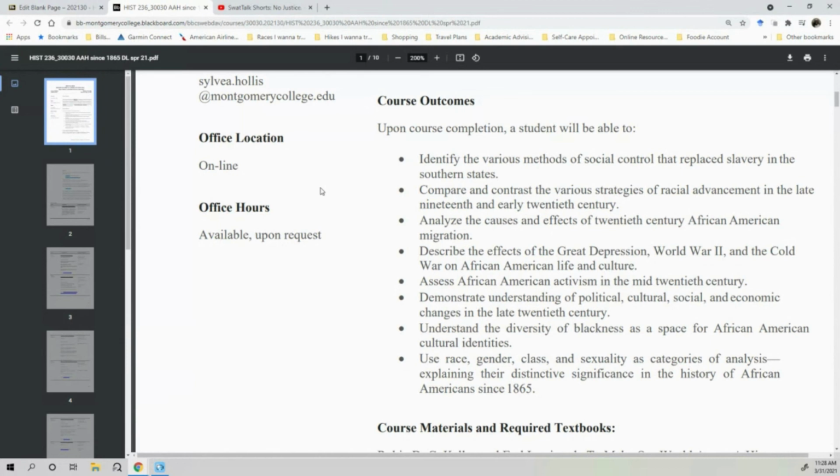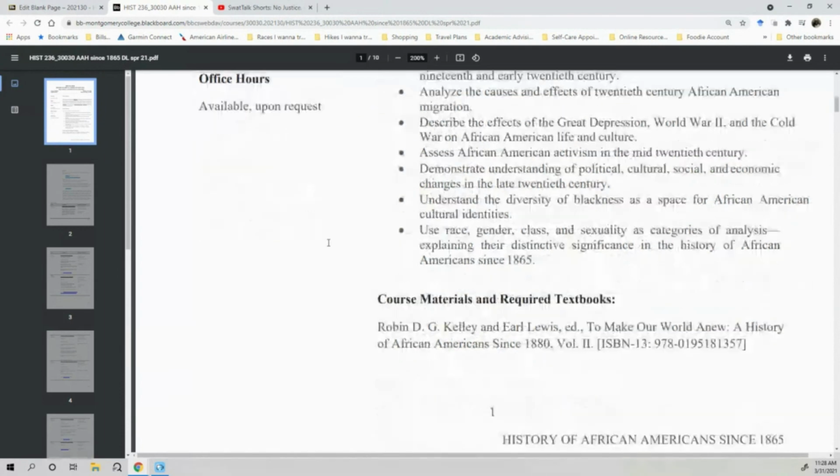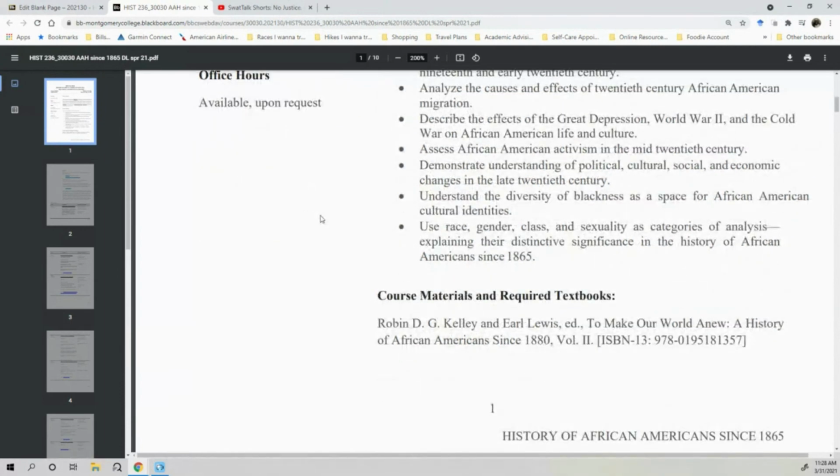And I'm really passionate about this last one. It's one that I've integrated into the course as my own way to think through African American history. You will be able to use race, gender, class, and sexuality as categories of analysis, explaining their distinctive significance in the history of African Americans since 1865. So that helps us get to how we are not looking at Blackness as a monolith.